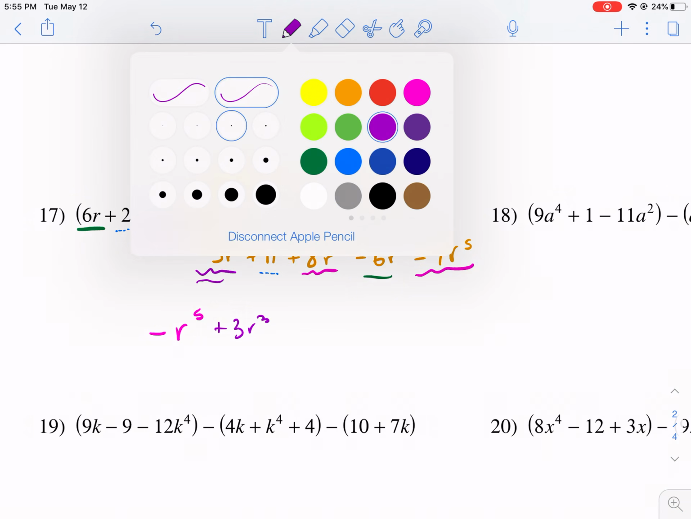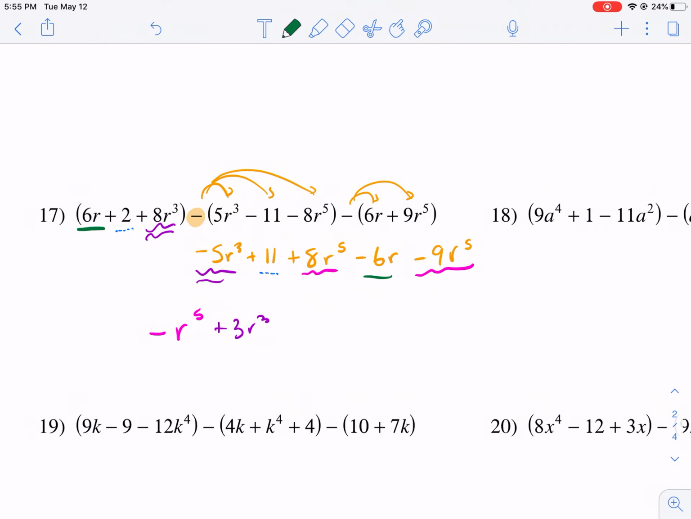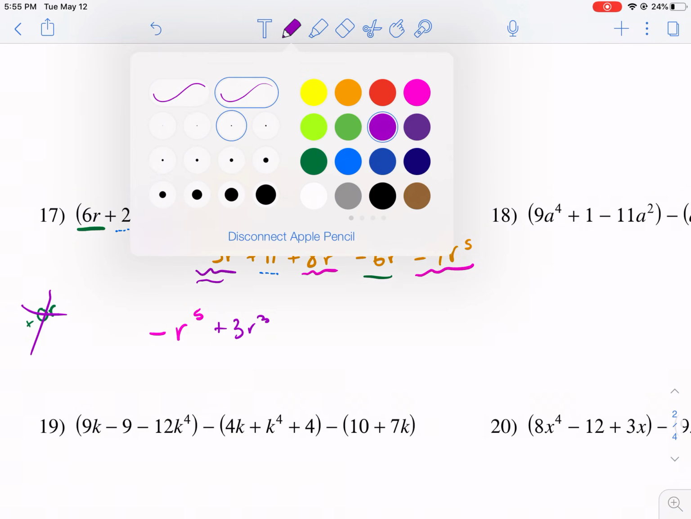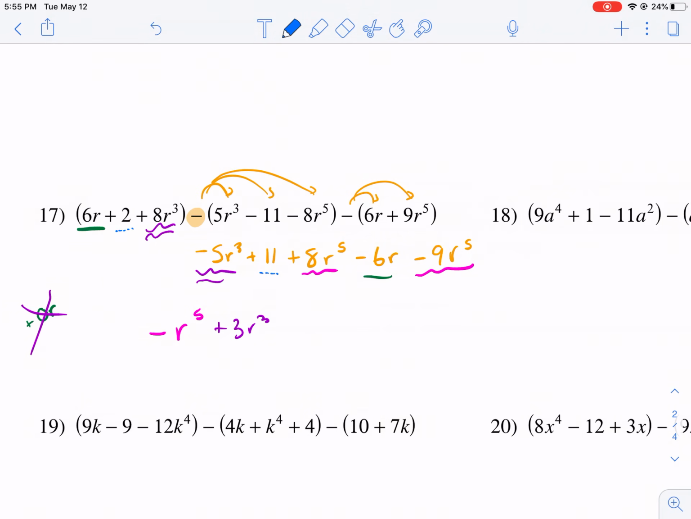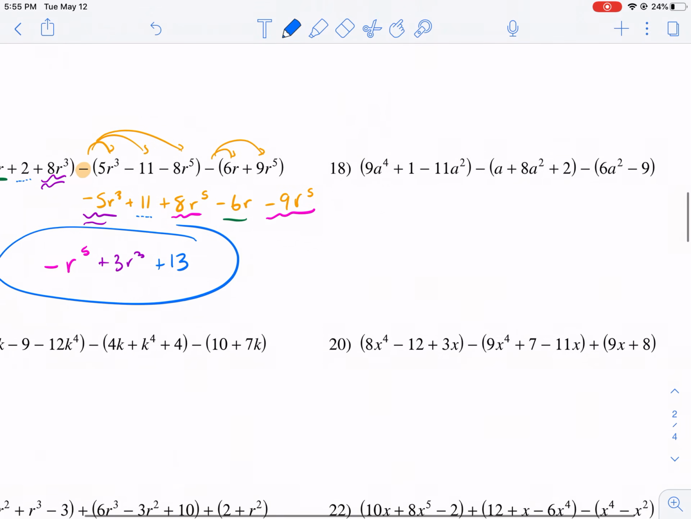Now I'm doing my green. 6R minus 6R is 0. I could write plus 0R and then simplify later, but what's the point? 0R is the same thing as 0, it just goes away, so I'm not even writing it. Then I have no other variables. I'm moving on to 2 plus 11, I get positive 13. There's my final answer. I would recommend writing it in one color, but you get the idea.